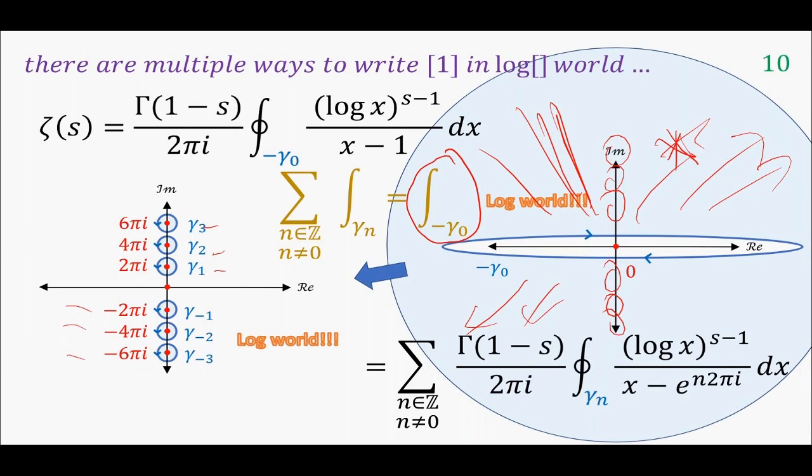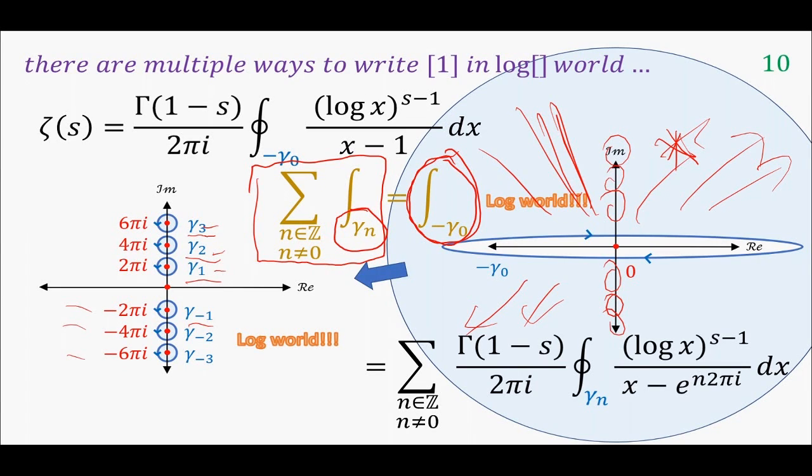So you can rewrite this as a sum of these little mini contours, these gamma sub n's. Here's gamma 1, here's gamma 2, here's gamma sub 3. There's also the negative 1. This can be written as a sum of those residues. And you may be wondering why that is.